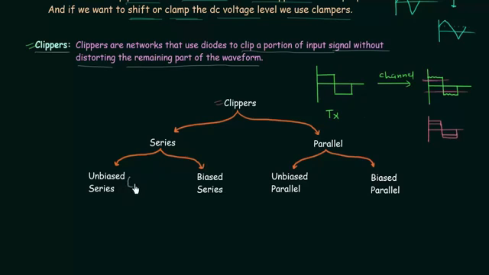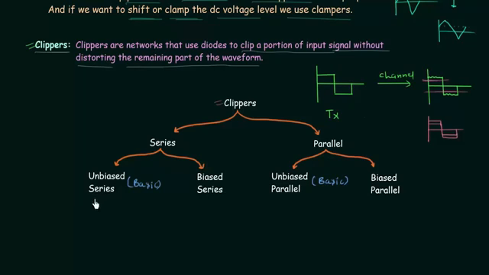Unbiased clippers are also called as basic clippers, and in case of biased clippers, there is additional DC source present in the clipper circuit, and in case of unbiased clippers, there is no additional DC source present in this circuit.